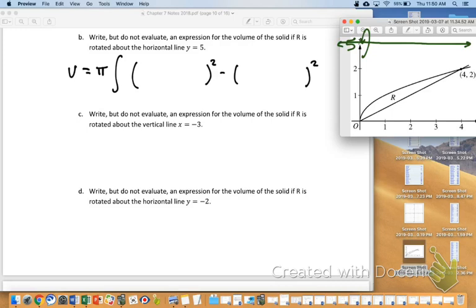Is my representative rectangle going to be a dy or dx? Why? Horizontal axis of rotation, and I've got to have that perpendicular relationship. Does that make sense? So I would draw in my representative rectangle right here, and it's going to be the tall, skinny variety. It's going to be dx thick. So I'll just draw this in over here and say it's dx thick.